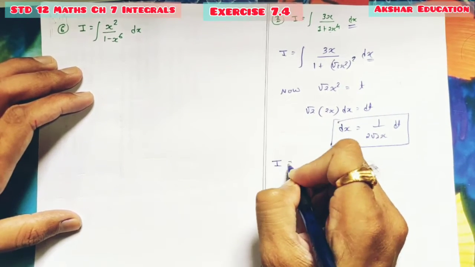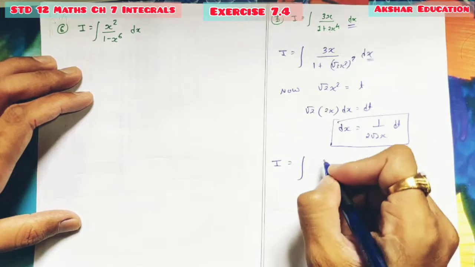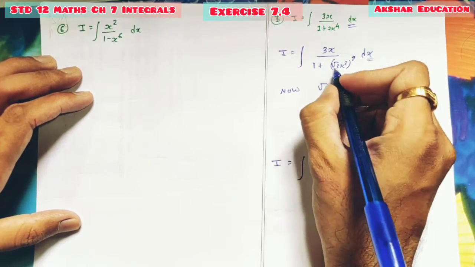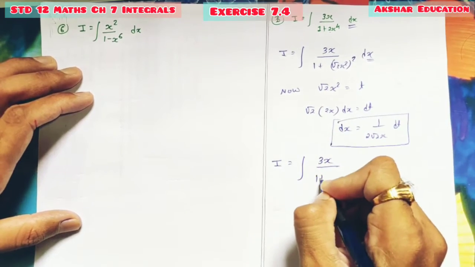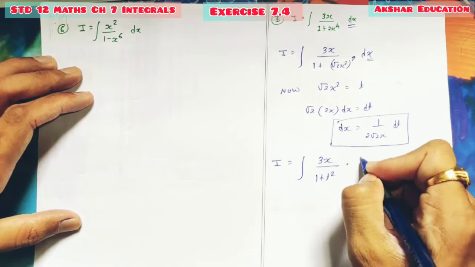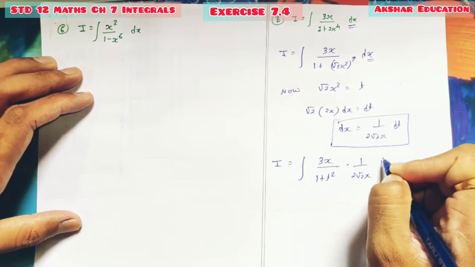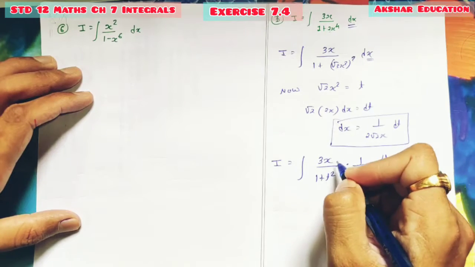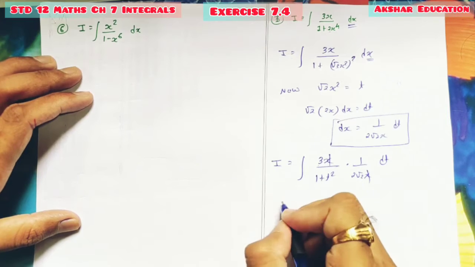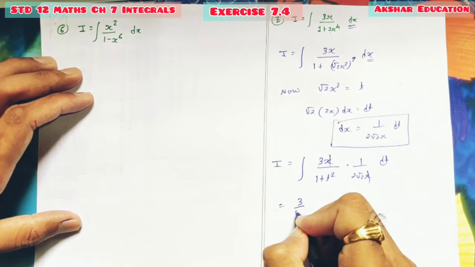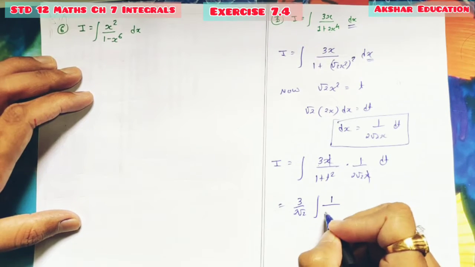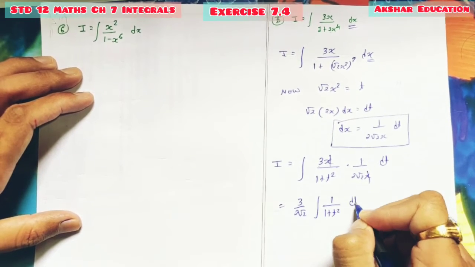So integration I is 3x as it is upon 1 plus root 2x square is t, so it's 1 plus t square, and dx is 1 upon 2 root 2x dt. So this x will be cut, and taking this 3 upon 2 root 2 common, this constant term, it's 3 upon 2 root 2 is constant. Integration, remaining term is 1 upon 1 plus t square dt.